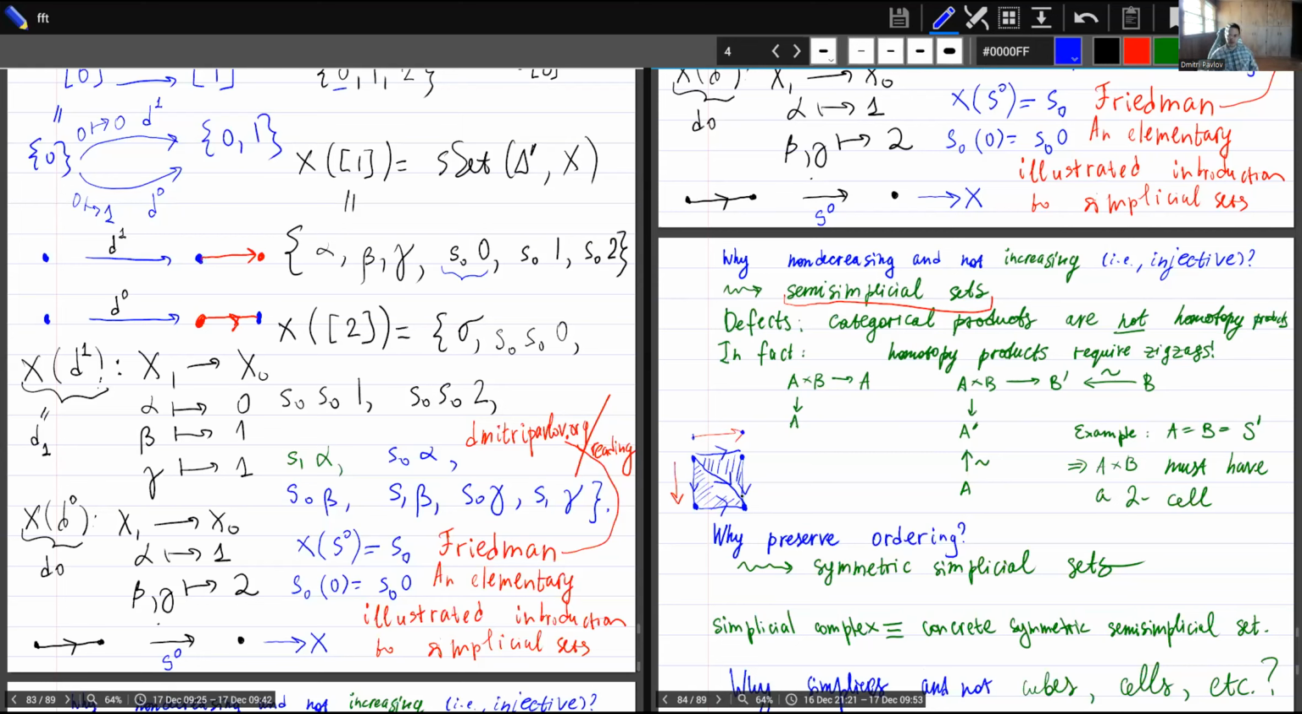This totally fails for semi-simplicial sets. If you try to write down the same construction, the product of corresponding semi-simplicial sets would look really pathetic. It would look like you would have four vertices. And then for one simplex, you would only have a single one simplex, which will be the diagonal. And that's it. There is nothing else in the product, in the categorical product.